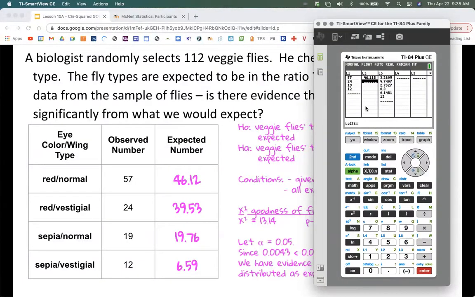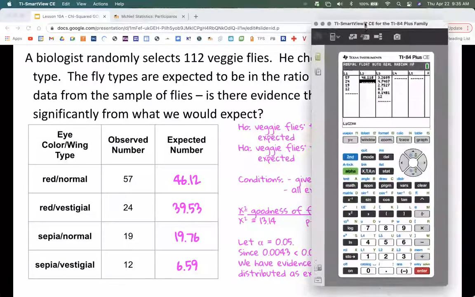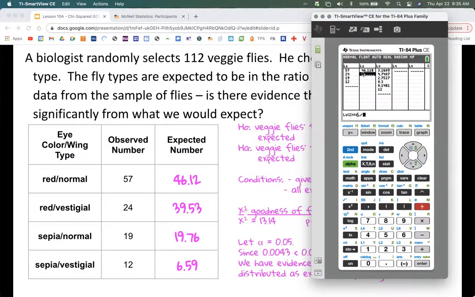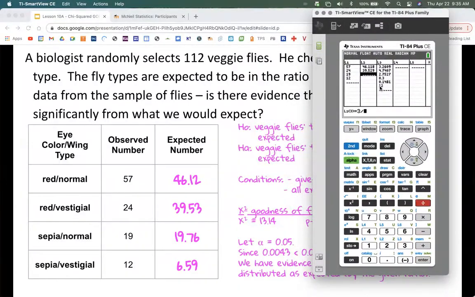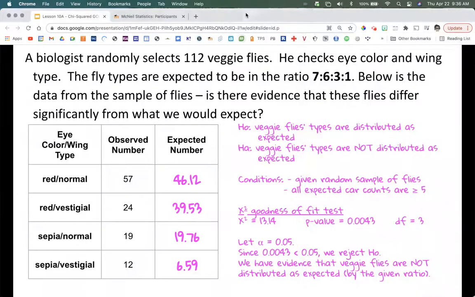So then the next one would be, what was it? 6. So 6 out of 17 times 112. The next one was 3. So 3 out of 17 times 112. And then the last one was 1 out of 17 times 112, right? So now I have them in there, and now I'm ready to do my next step in my calculations however I need to. So that is how we deal with a chi-squared problem on the calculator.